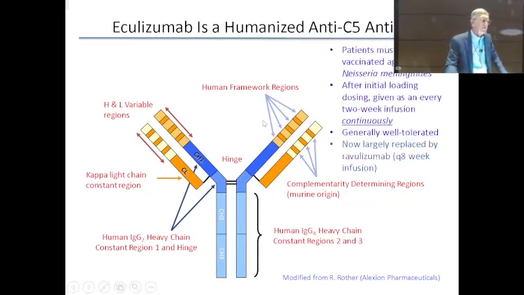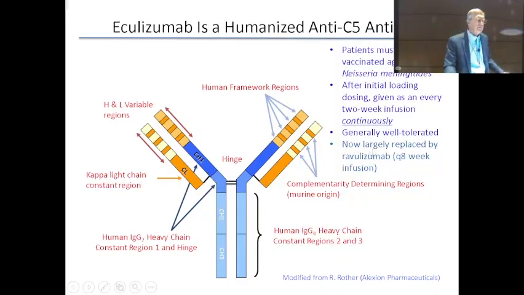Now, of course, I think many of you know that when you require treatment with eculizumab, you require vaccination with meningococcal antibodies, and oftentimes we also use anti-pneumococcal antibodies and anti-Hib antibodies as vaccination as well. So this requires an initial loading dose and then is infused every 2 weeks continuously.